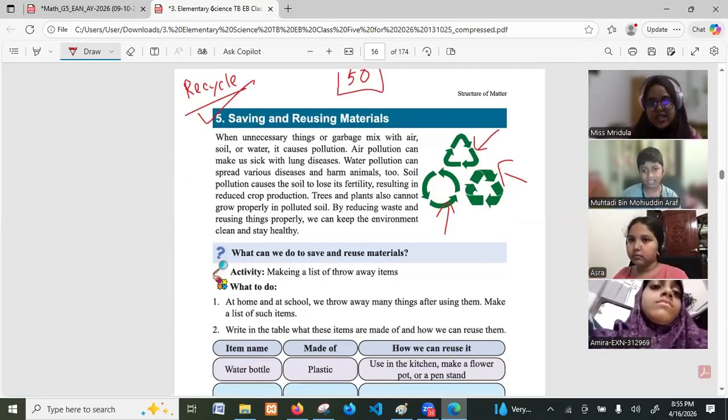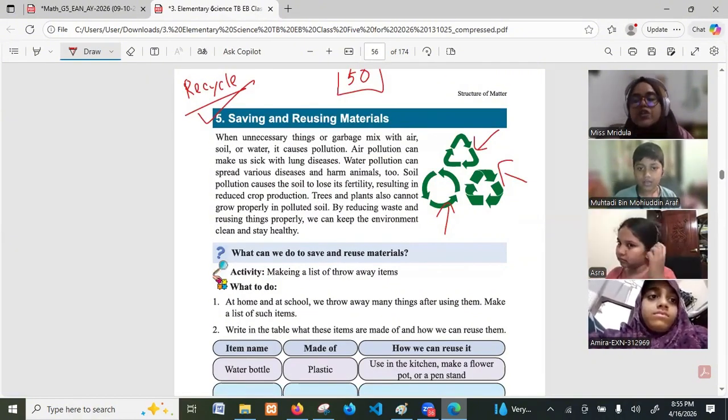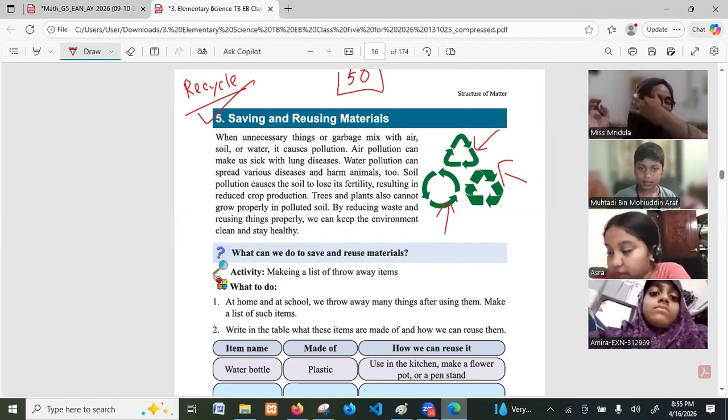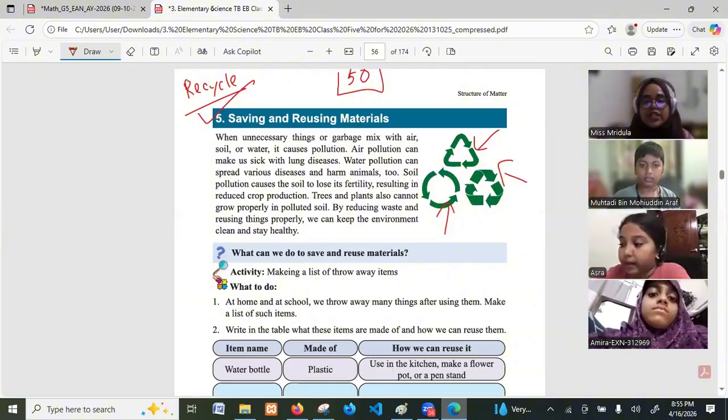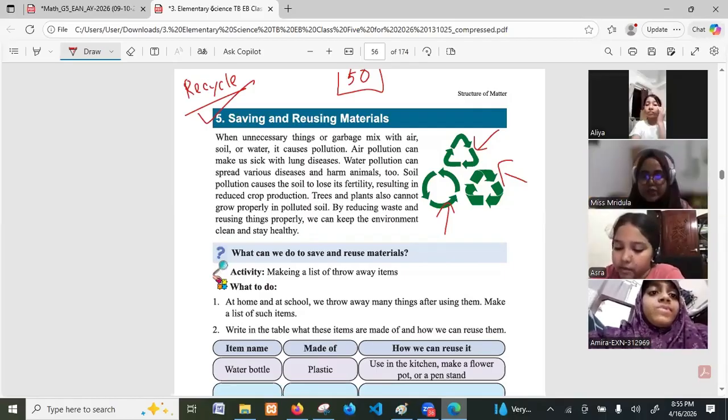When unnecessary things or garbage mix with air, soil, or water, it can cause pollution, right? If the garbage is mixing up with the air, we can call it air pollution. If it is mixing up with soil, we will call it soil pollution. So wherever the garbage and the bad things are mixing up, we can call that pollution. Water pollution can spread various diseases and harm animals. Soil pollution causes the soil to lose its fertility. That means good crops will not grow there anymore, resulting in reduced crop production. So the crops will not be that much.